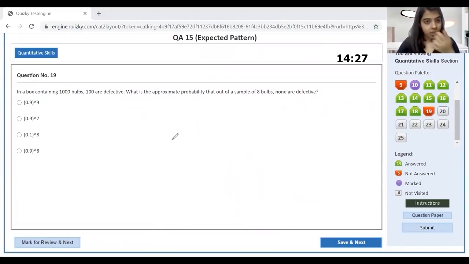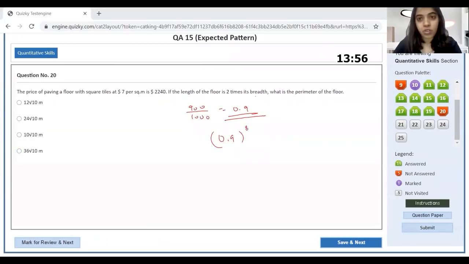1000 bulbs, 100 are defective. Out of a sample of 8 bulbs, none are defective. Now they're not telling us anything about if they're replacing or not. So what is the probability of a bulb being non-defective? It is 900 by 1000, which is essentially 0.9. This is the probability. If they're asking us for 8 bulbs, the answer is directly 0.9 to the power 8, since no other information is given to us.